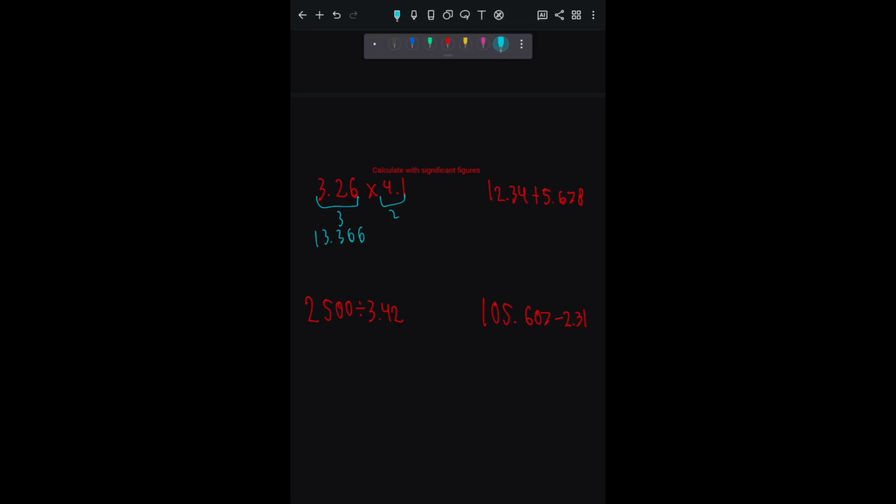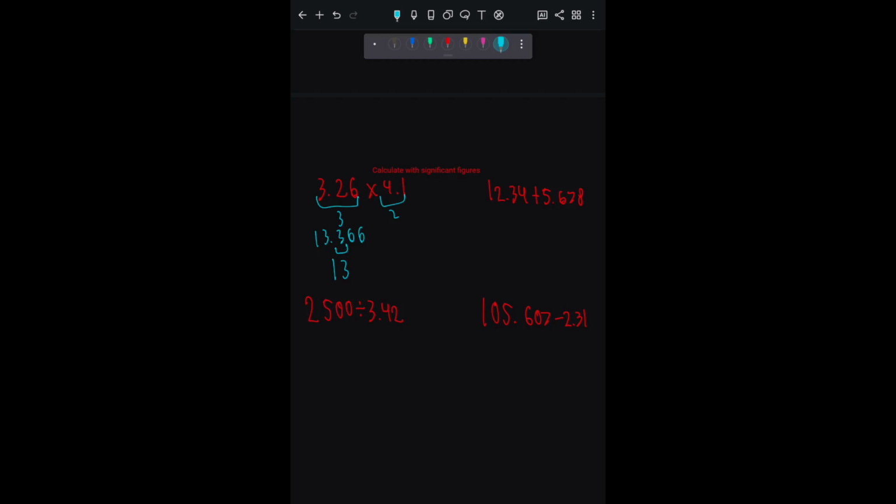Now, you're going to get the total, 13.366. However, you need to round, right? Well, you have to get it to the 2 significant figure spot. So 13.366, you round that. What's 3? Is that greater than or less than 5? It is less than. So your rounded calculation should end in 13. Now, let's do some addition.